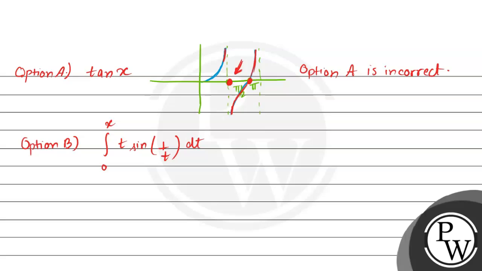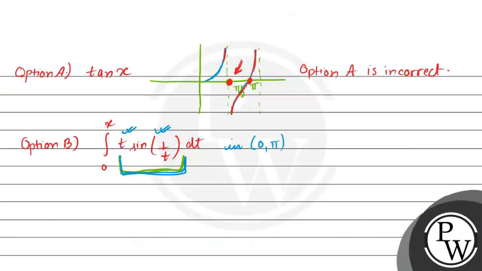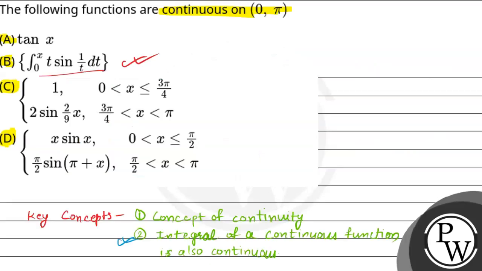Here this part inside the integral is continuous because t is also continuous and sine of 1 by t is also continuous in 0 to pi. So in 0 to pi both of them are continuous, therefore we can say that this part is continuous, and therefore from the second concept that we know, the integral of a continuous function is also continuous. Therefore our answer is option B is correct. Okay, so option B is correct, option A is incorrect.